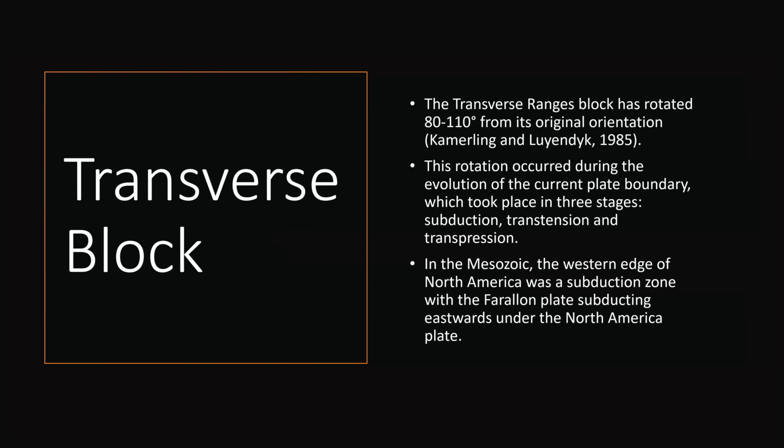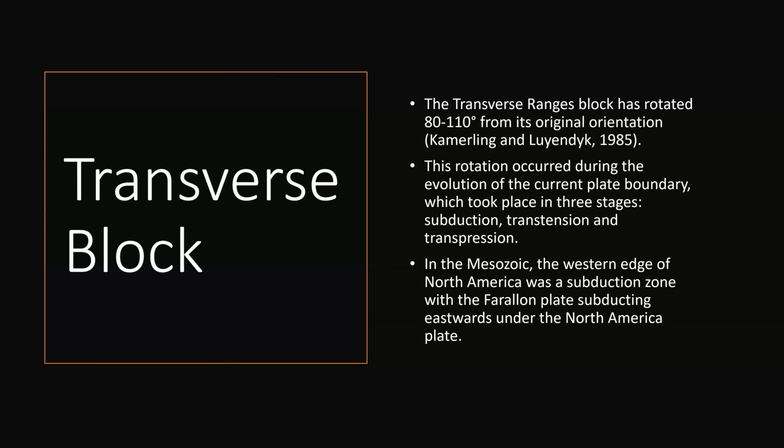So the transverse block has rotated approximately 80 to 110 degrees from its original orientation. This rotation occurred during the evolution of the current plate boundary, which is the transform plate boundary that we see along the San Andreas Fault that separates the North American plate and the Pacific plate. This took place in 3 stages, though. We had subduction first of the Farallon plate, transtension, and transpression.